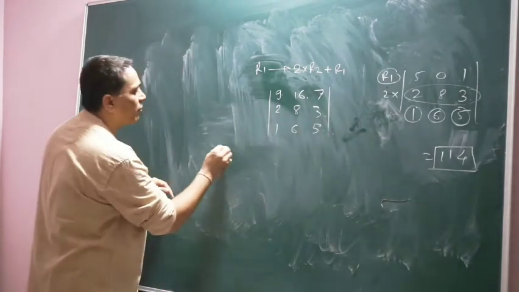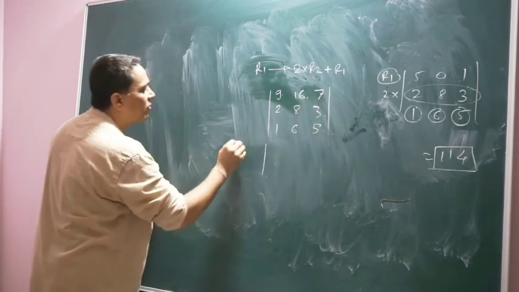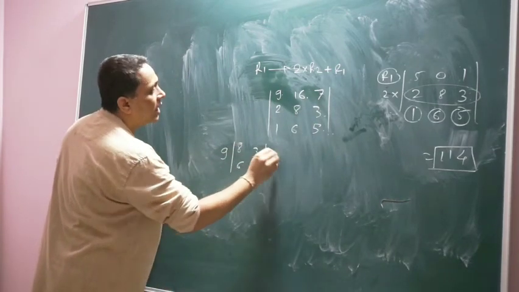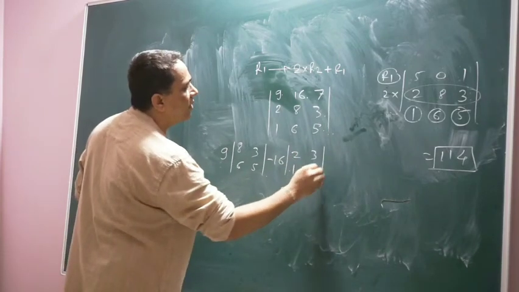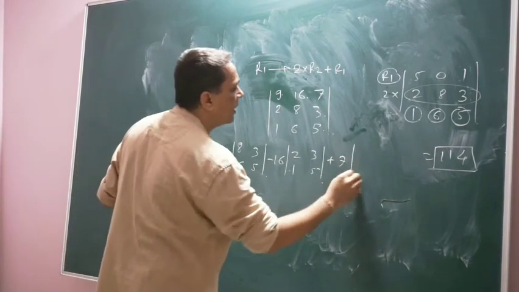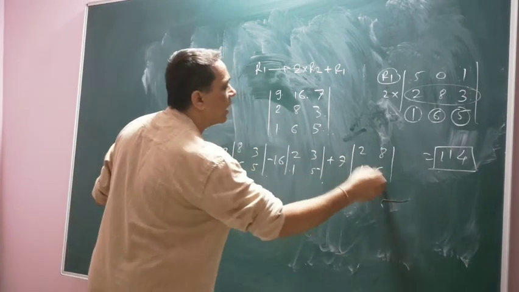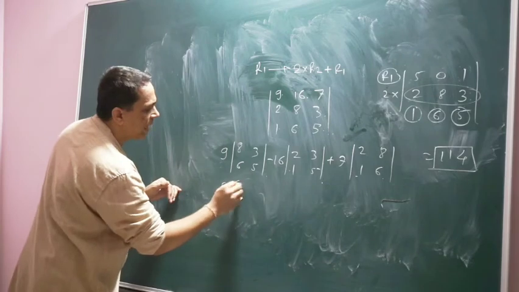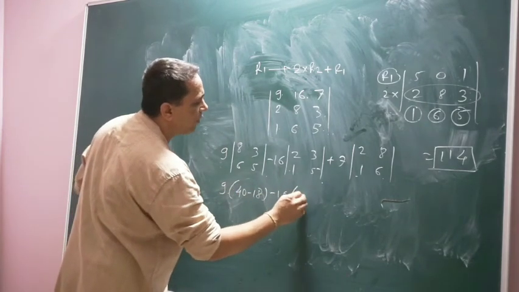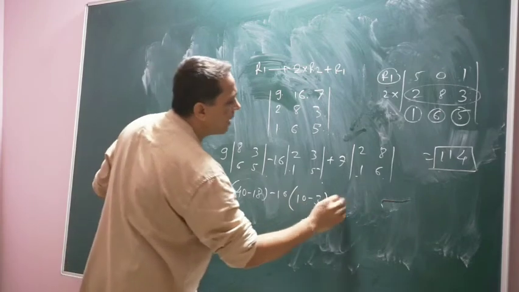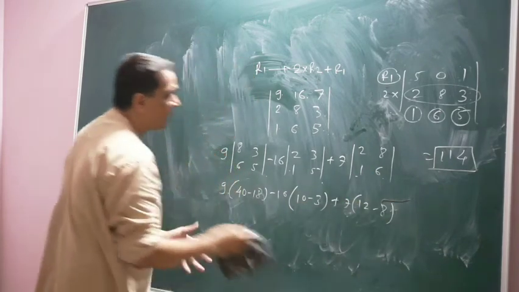Let's check it out. 9, considering the first row, what remains is 8365. Then minus 16. What remains is 2315. Then plus 7. What remains is 2816. Let's find the value. 8 5s are 40, minus 6 3s are 18, minus 16 into 5 2s are 10, minus 3, plus 7 into 6 2s are 12, minus 8 1s are 8.